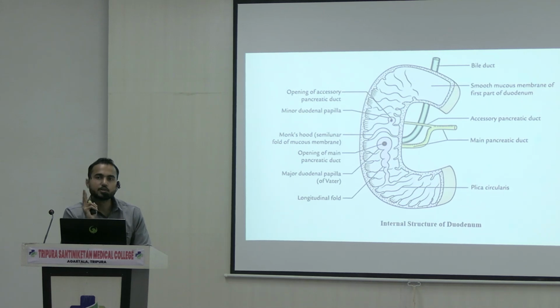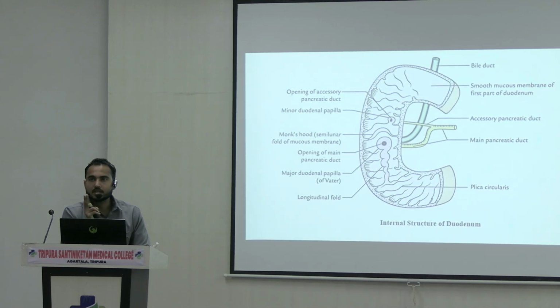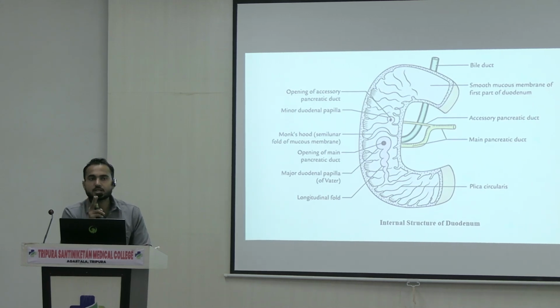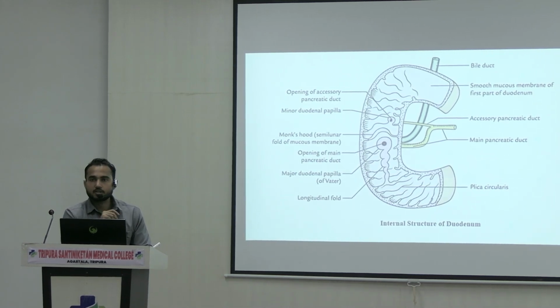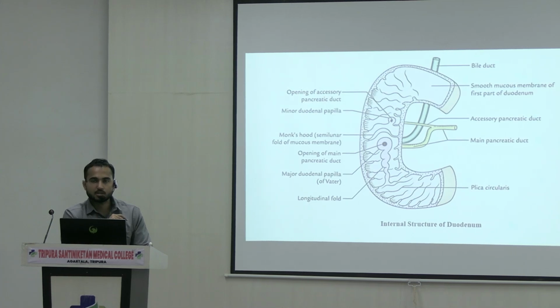So these are the two important openings present in the posterior medial wall of the second part of the duodenum. In MCQs, questions can be asked: how many papillae are there, in which part of the duodenum, where they are situated, and what is opening in those papillae.